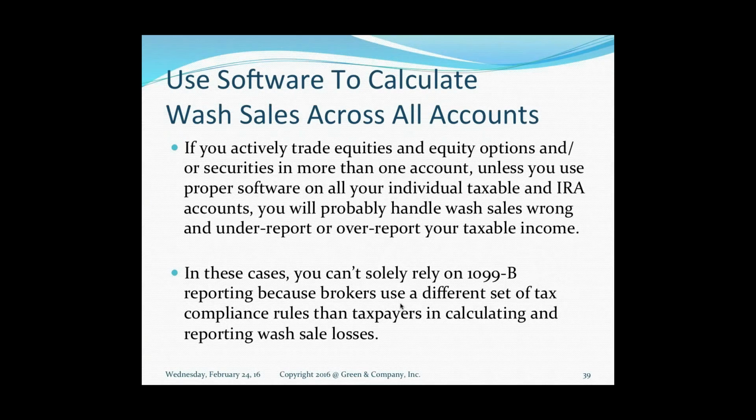Now you should use software to calculate wash sales across all accounts. If you actively trade equities and equity options and/or securities in more than one account, unless you use proper software across all your individual taxable and IRA accounts, you will probably handle wash sales wrong and either underreport or overreport. Now, most people assume that if you are remiss on reporting wash sales, and you just import the broker 1099B into TurboTax and say, I don't want to bother with this, I want to play ignorant, my accountant doesn't want to bother with it, he doesn't know what software to use, this is a minefield for him, we're just going to skip it and use what the broker gives us. And after all, it probably picks up fewer wash sales, and that's better for me, and I'll play the audit lottery. We never give advice to play the audit lottery. We only give advice to do it right.